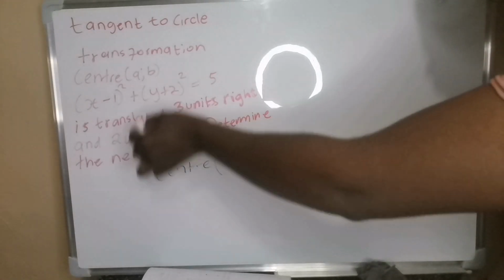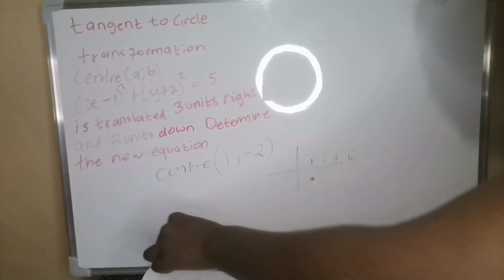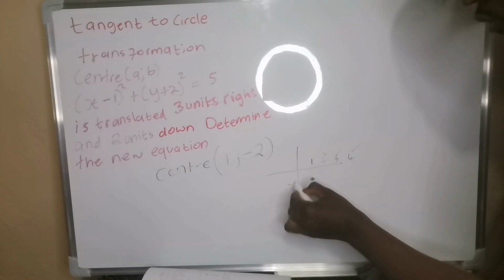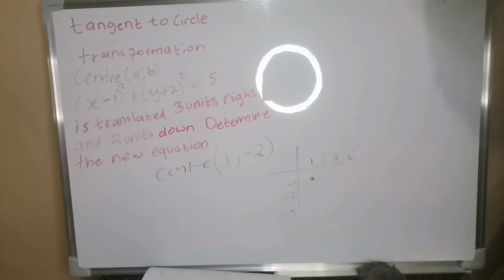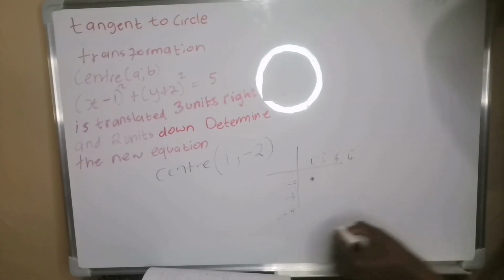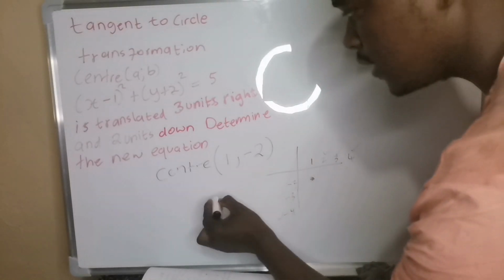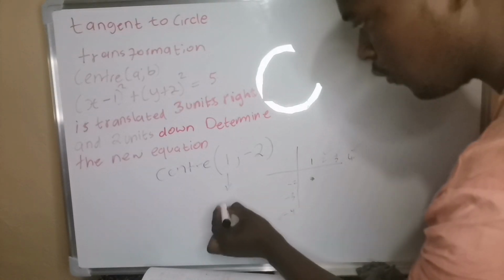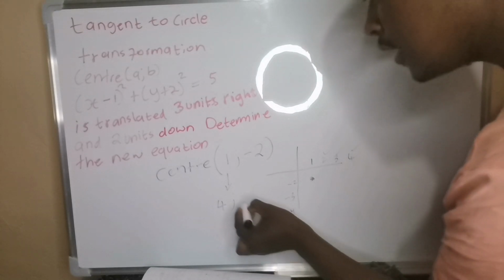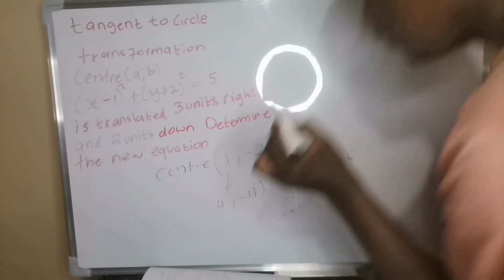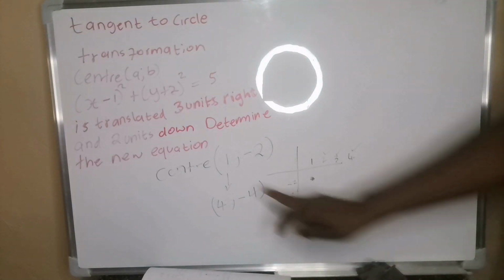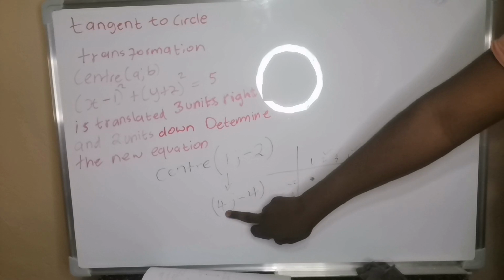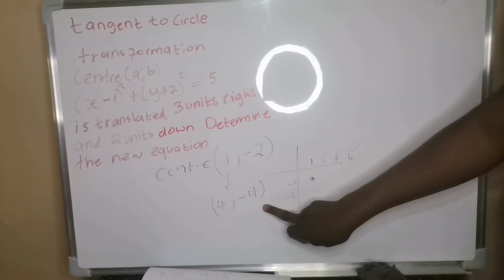Then negative 2, they talk about 2 units downwards. Here's our negative 2, negative 3, negative 4. 2 units downwards. That means we're going to have a new center here. A new center will be 4 and negative 4. That's how we translate here: 3 units to the right, 2 units downwards.